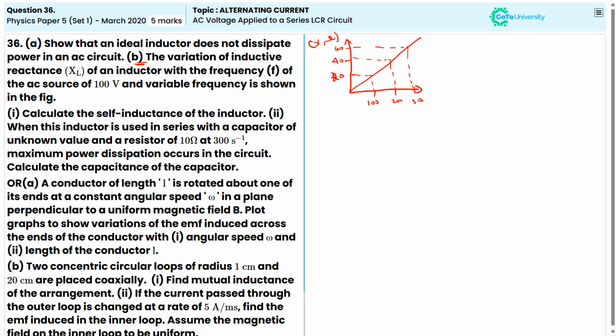See here, the question is: the variation of inductive reactance XL of an inductor with the frequency F of the AC source of 100 volt and variable frequency is given in the figure. So now let us take the self-inductance of the inductor. In this one we are going to calculate the self-inductance of the inductor, and the second question is, when this inductor is used in series with a capacitor of unknown value and a resistor of 10 ohm at 300 per second. So first we will take the self-inductance of the inductor.